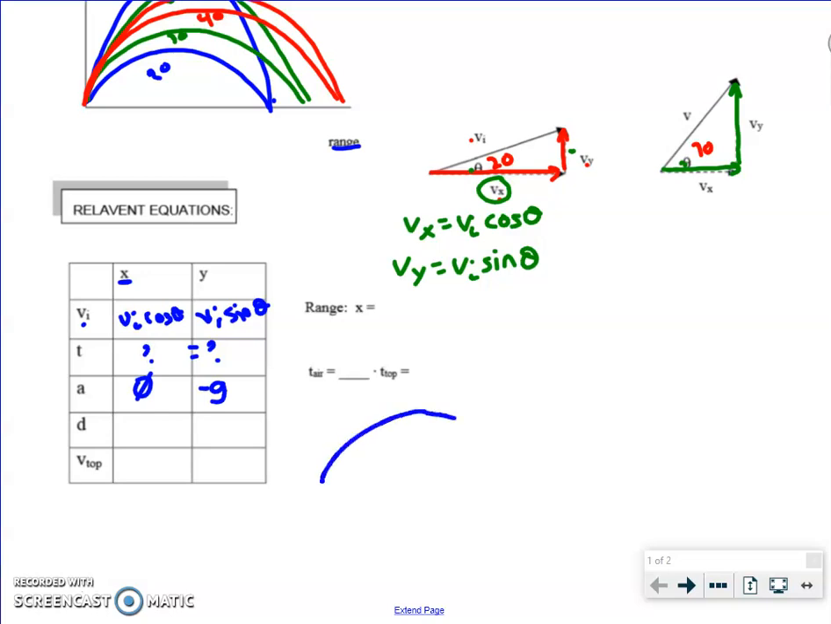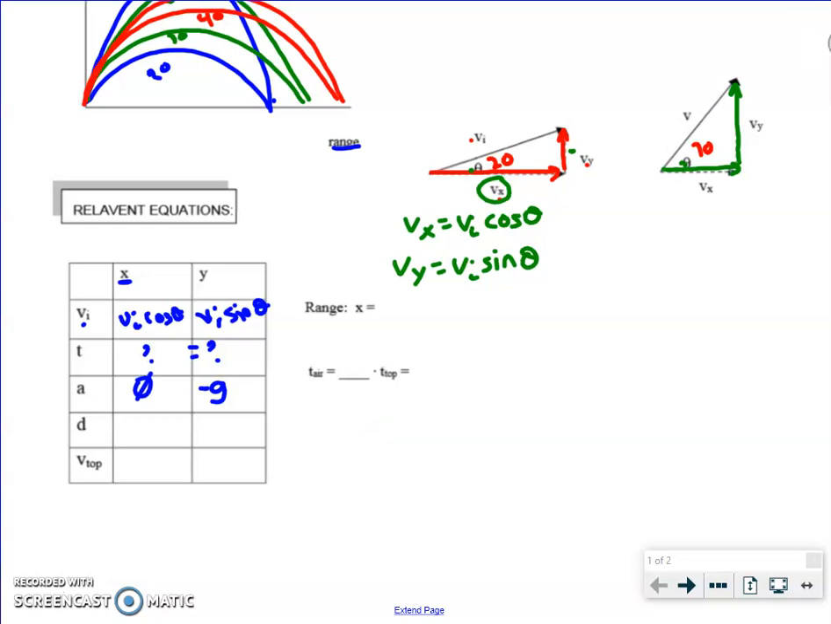So don't write this. While I'm moving this way, I'm going at a constant speed, so a is 0, but while I'm going up and down, I'm always accelerating at 9.8. So it's just like horizontal free fall, or projectile motion, except that there is a vertical component to the initial velocity. That's all the difference.